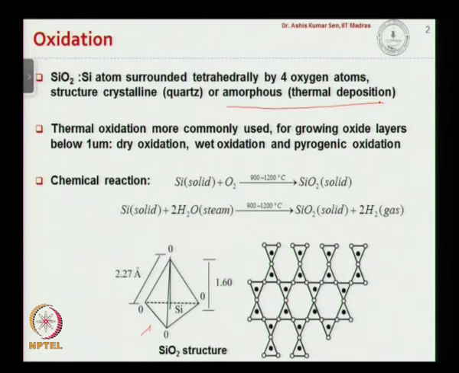For growing oxidation below 1 micron, we use dry oxidation, wet oxidation, or pyrogenic oxidation. So if you look at the chemical reaction, what happens in a dry reaction is silicon reacts with oxygen at a relatively high temperature, which is about 900 to 1200 degrees centigrade, to give silicon dioxide solid. Okay. Now in steam oxidation or wet oxidation, silicon reacts with steam at high temperature to give silicon dioxide and hydrogen. Okay.